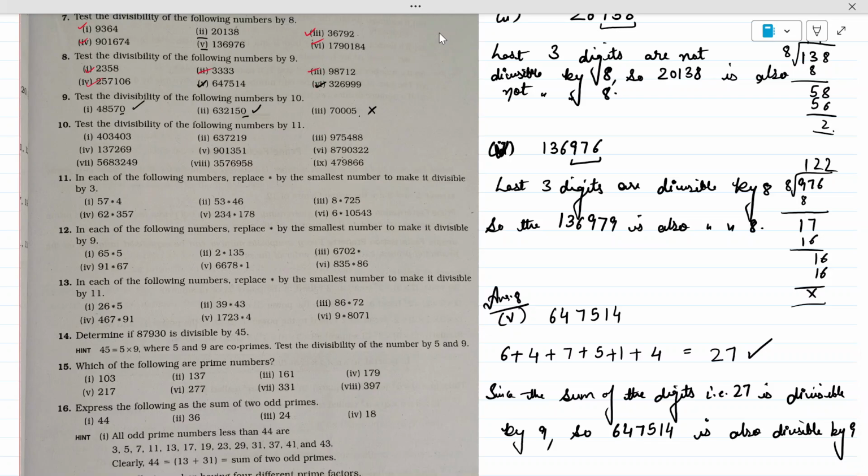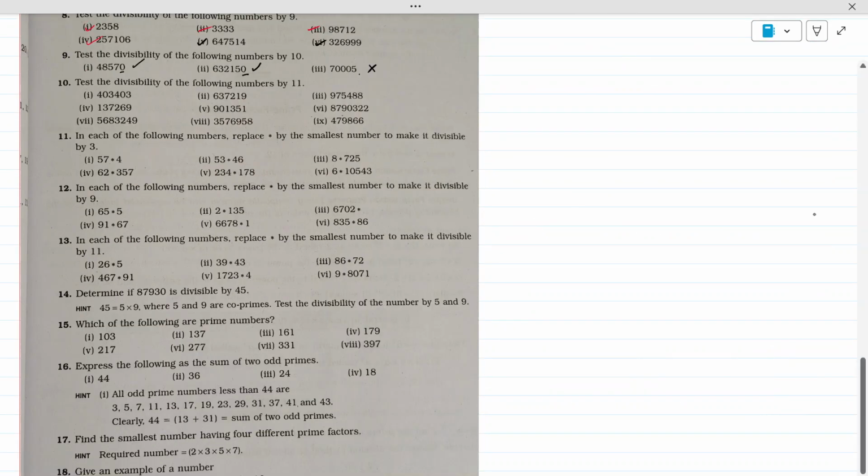Now coming to 11. With 11, let us pick two parts again. So I am picking question 6, I am picking 8, and I am picking 9 also. Let's do 3. So what is the criteria? First of all, the difference between the sum of the digits at the even places and at the odd places should be either 0 or a multiple of 11, right?